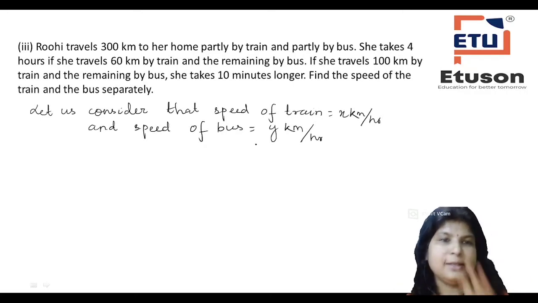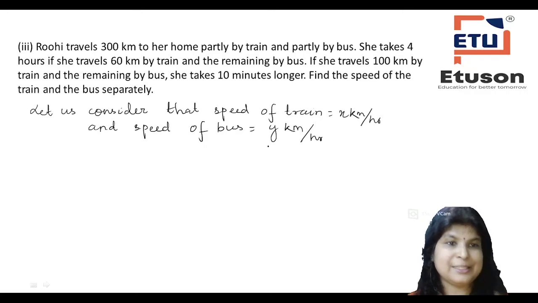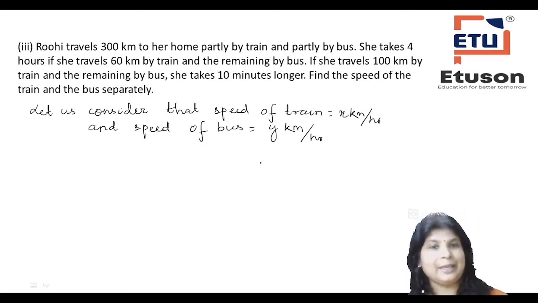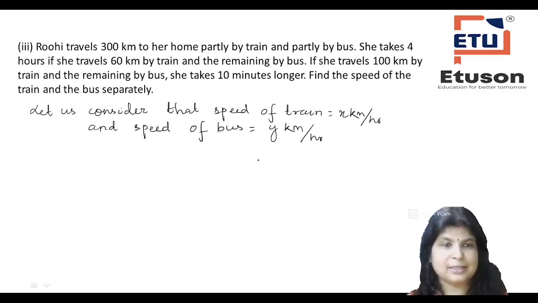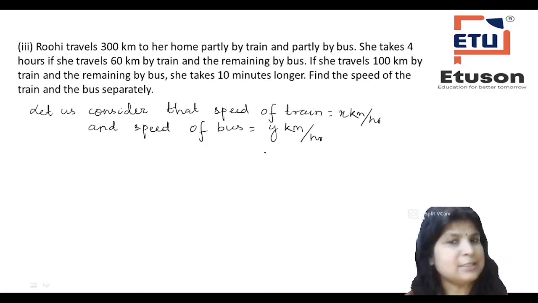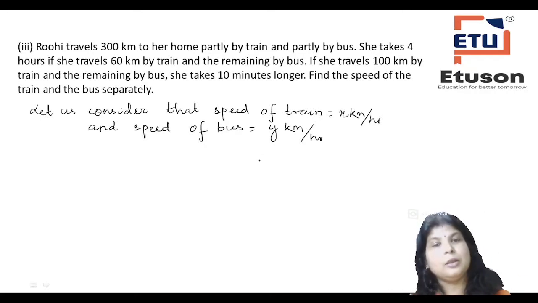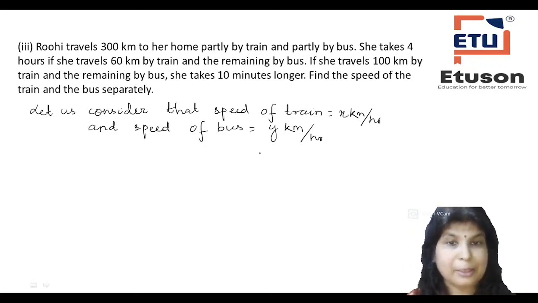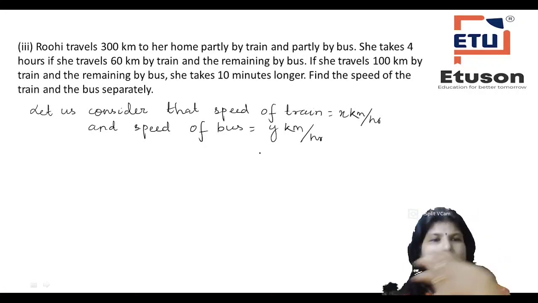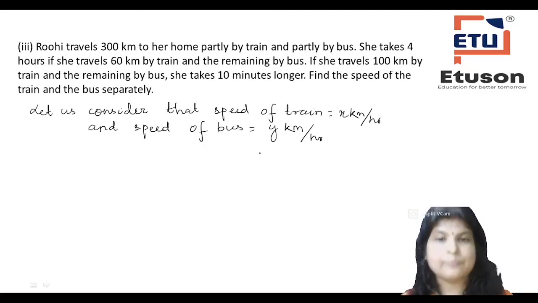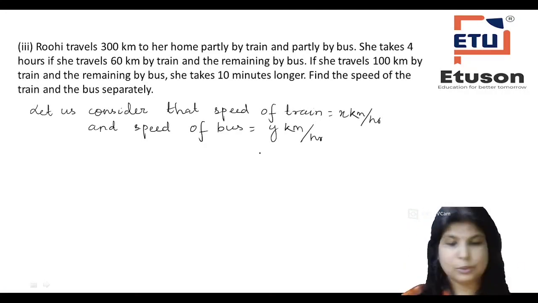So Ruhi travels 300 km. She takes 4 hours if she travels 60 km by train. So 60 km by train with a speed of x kilometer per hour. How much time the train will take to cover 60 km? It is 60 by x. And what about the remaining distance? It is equal to 300 minus 60, that is 240, which she is going to travel it by bus. So what will be the time taken to cover the remaining distance by bus? So it is equal to the remaining distance, which is equal to 240 divided by speed of the bus, that is y. Correct or not?